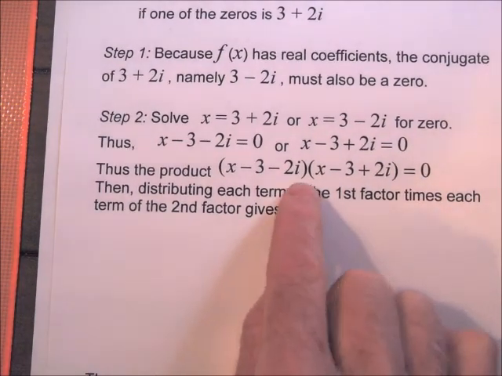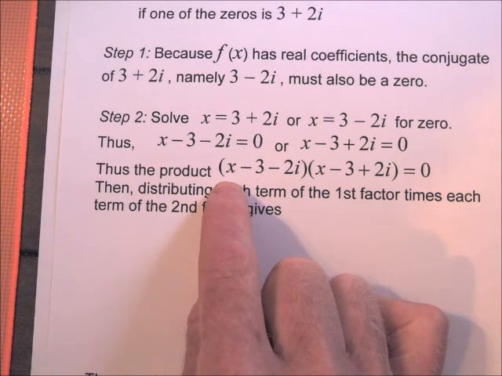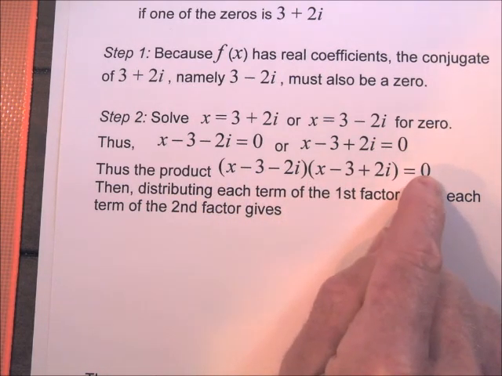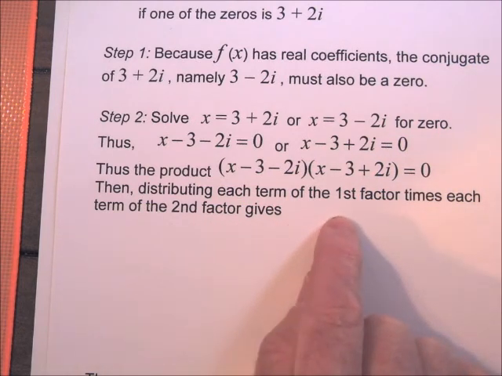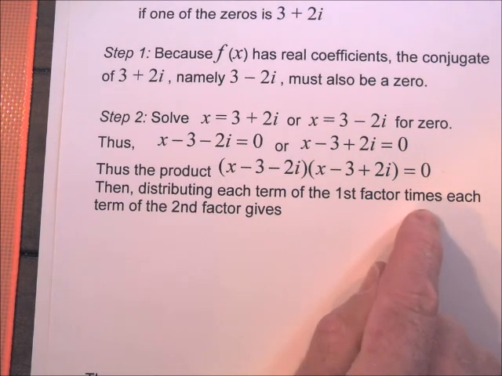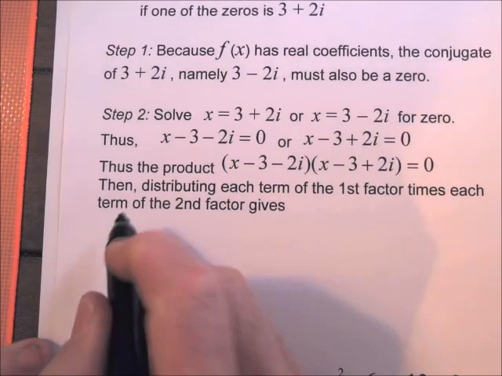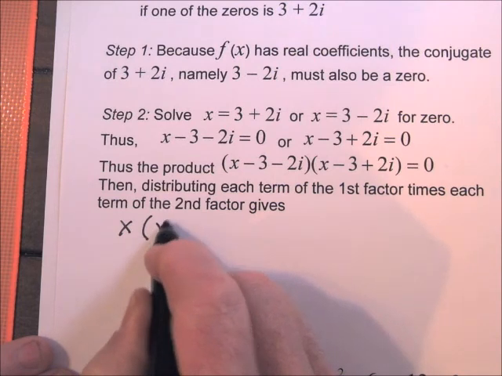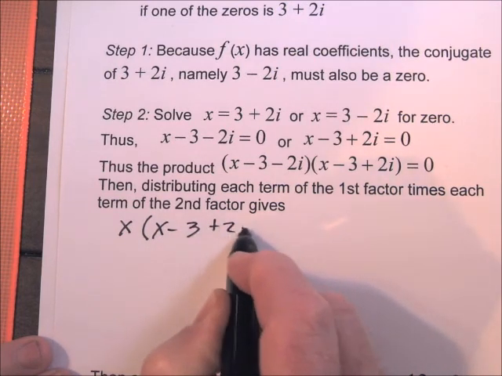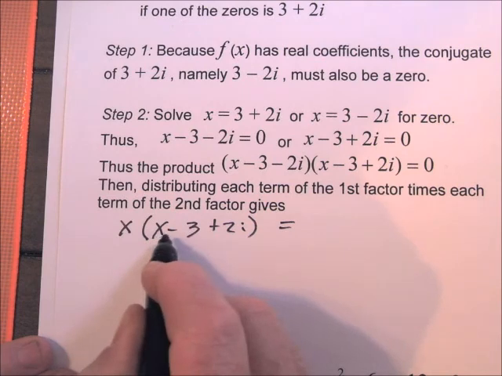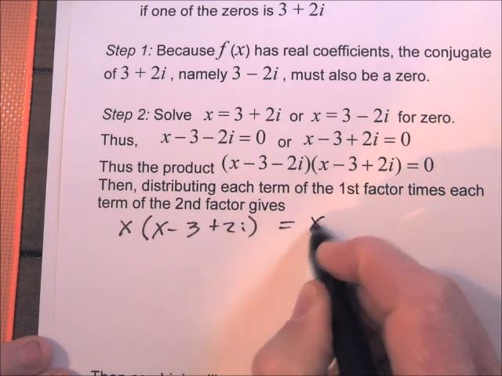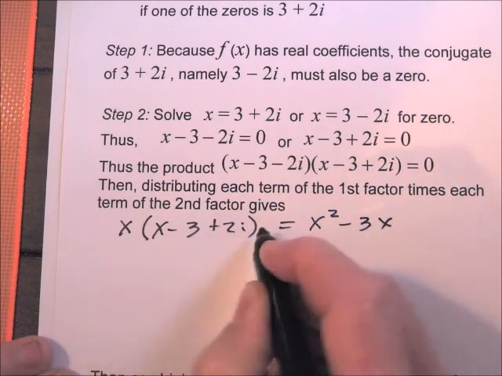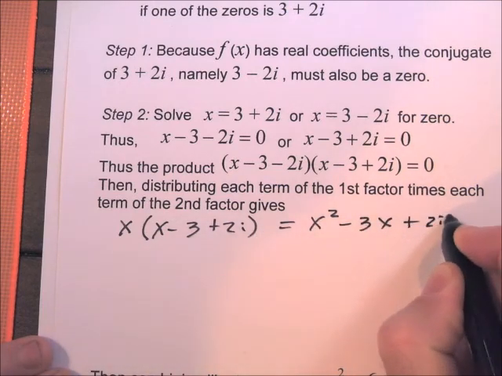And that means the product has to be 0, so the quantity x minus 3 minus 2i times the quantity x minus 3 plus 2i has to equal 0. So we want to distribute each term of the first factor times each term of the second factor. So we'll have x times the quantity x minus 3 plus 2i. So it's x times each term. X times x is x squared. X times minus 3 is minus 3x. X times 2i is plus 2ix.